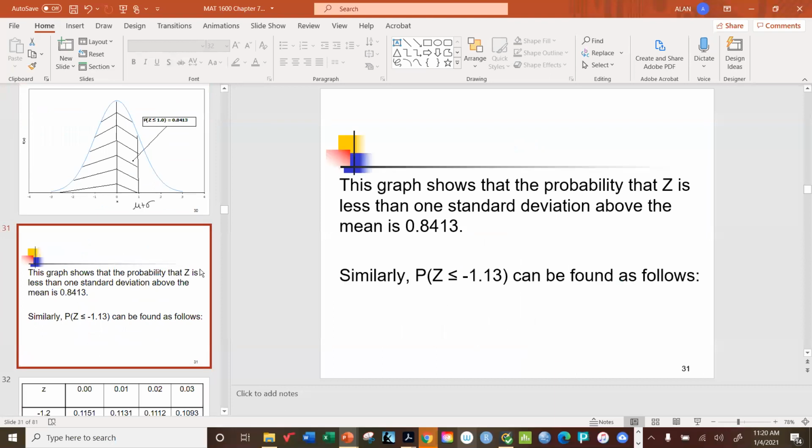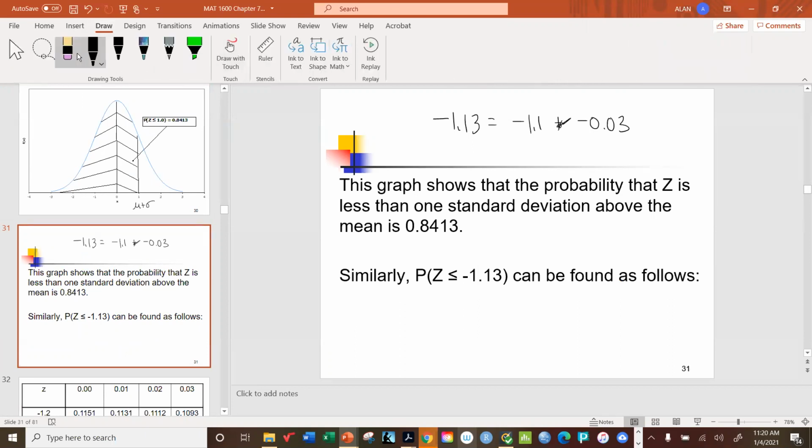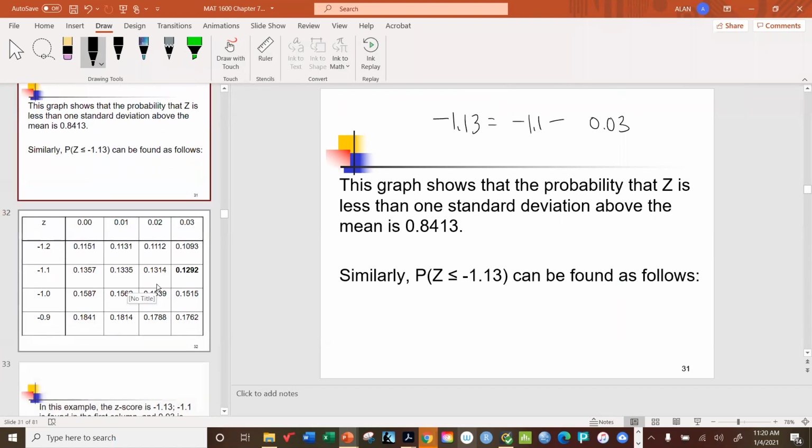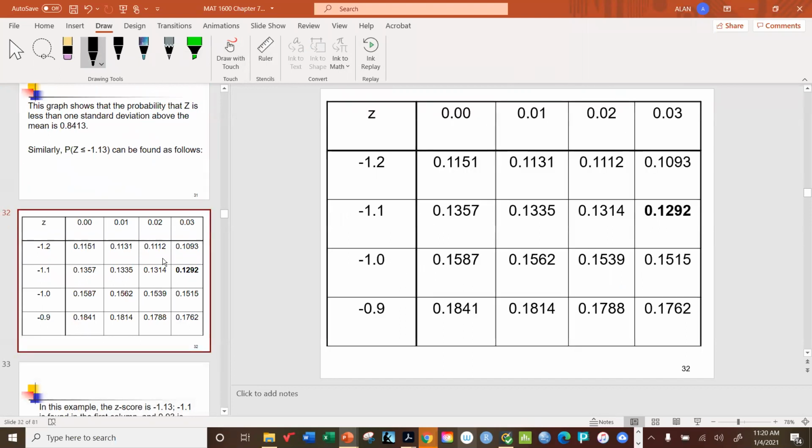All right, now how about negative 1.13? Again, think of this as negative 1.1 plus negative 0.03. Or I guess what you could do instead is just put a negative sign here. It doesn't really matter because the numbers across the top row are all positive. So you look at the intersection of negative 1.1 and 0.03. This is the probability that z is less than or equal to negative 1.13, and that's 0.1292.